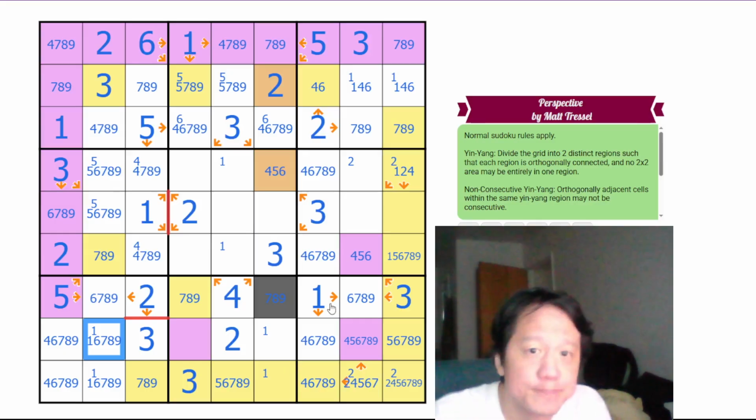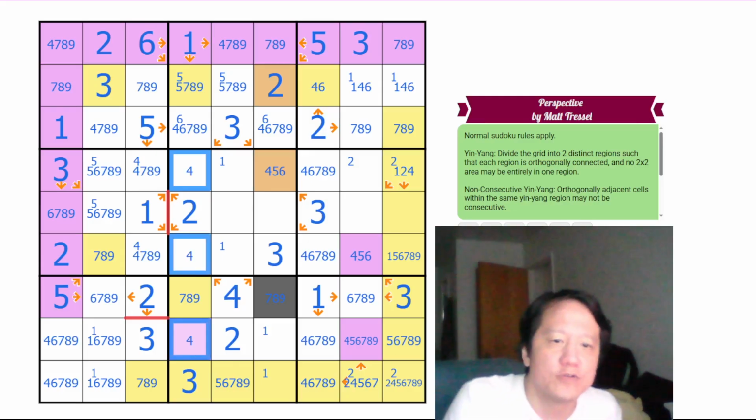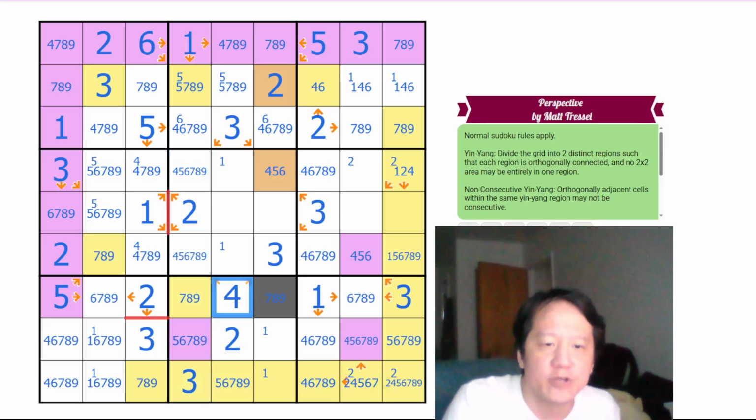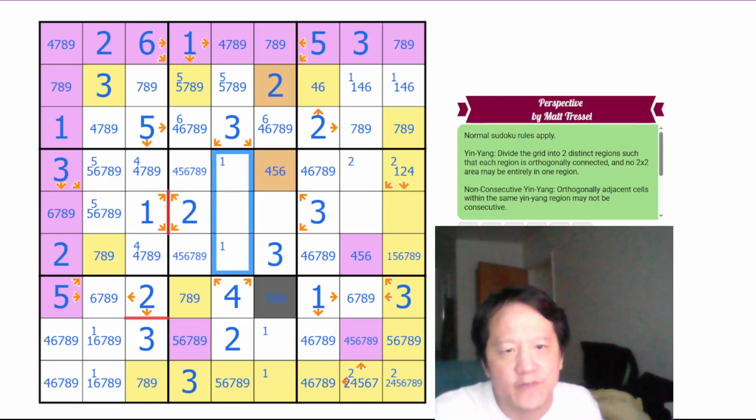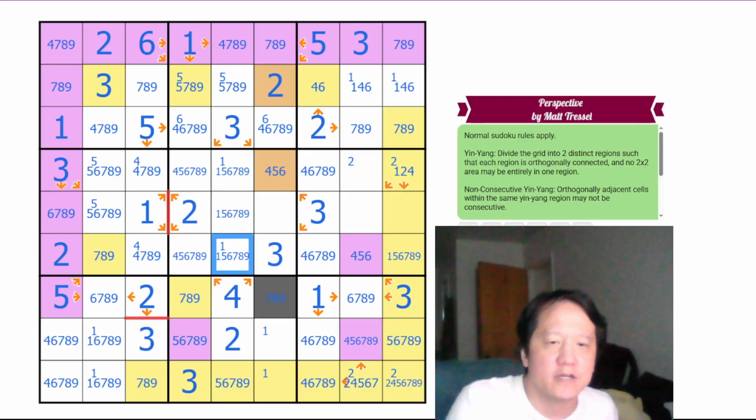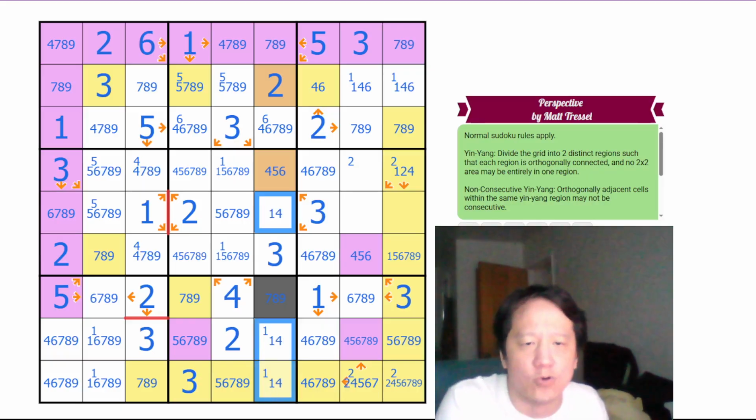Okay. Remaining digits in column 4 are 4 through 9. Obviously no 4 here because of the 4 in the box. Remaining digits of column 5, we have 1, 5, 6, 7, 8, 9. Obviously no 1 here. Remaining digits of column 6, we have 1, 4, 5, 6, 7, 8, 9. And no 1 here, no 4s here, because of the 4s in the box, and the 1 in the row here.